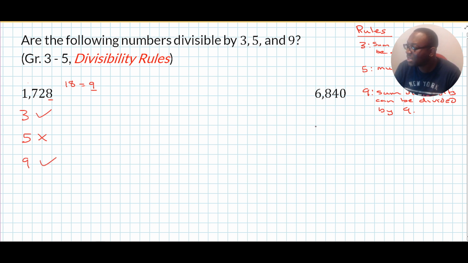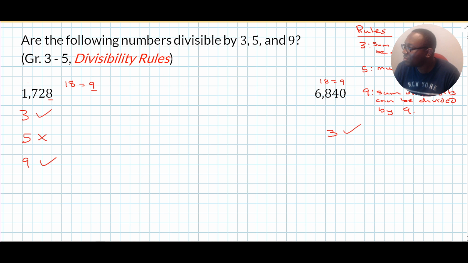Then what about 6,840? We're going to add the sum of these digits together. So 6 plus 8 is 14, plus 4 is 18. 18 plus 0 is 18, so 18. 1 plus 8 is 9. So can you divide 6,840 by 3? The question you want to ask is, can you divide 9 by 3? The answer is yes, so that is true.